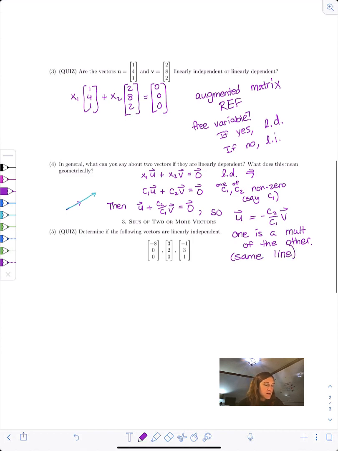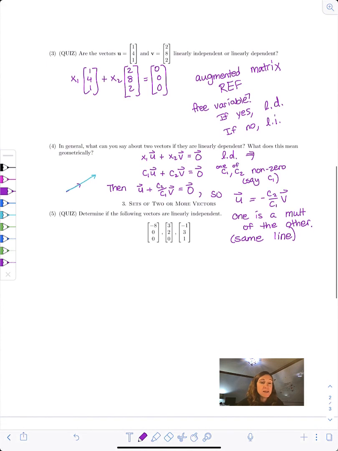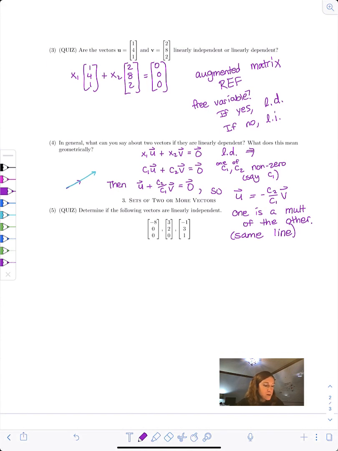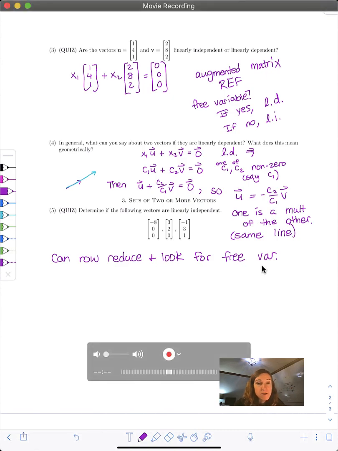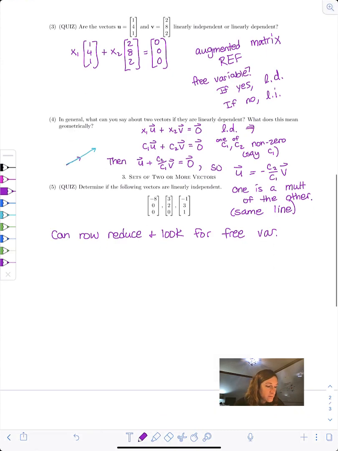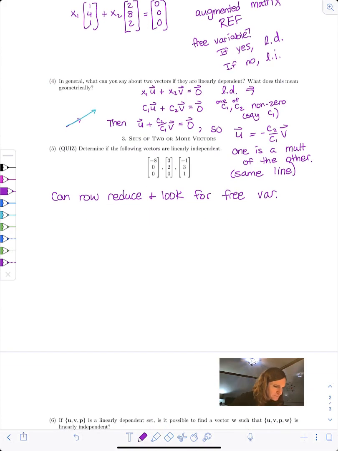Okay, so now we have another quiz. This is the same exact idea. You want to determine whether these three vectors instead of two are linearly dependent or linearly independent. And you may row reduce if you'd like. So you can row reduce and look for a free variable. And remember, if there is a free variable, then the vectors are dependent. If there's not a free variable, then they're linearly independent.